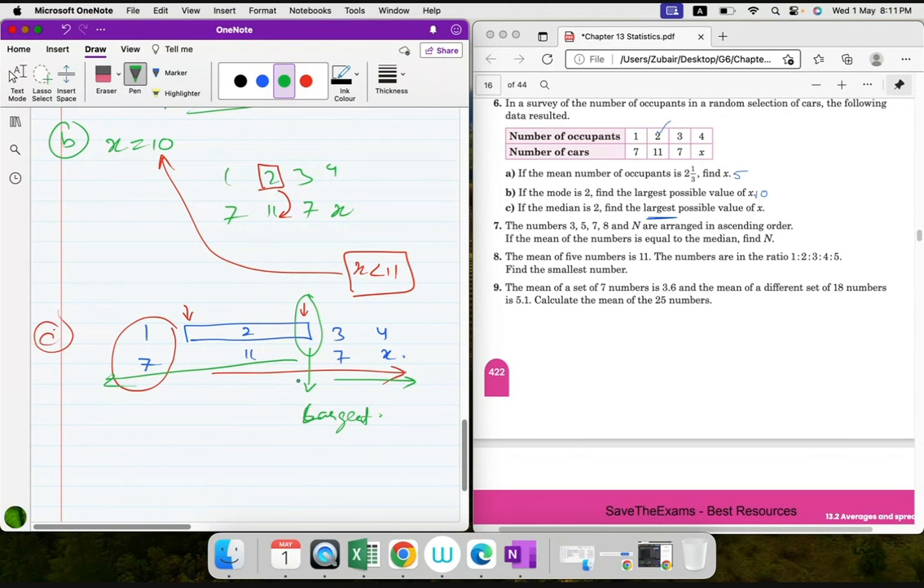because now I have more numbers on the left hand side, so I will have more numbers on the right hand side. So how many numbers do I have on the left? 7 plus 11, 18. So I should have 18 numbers on the right hand side as well. So x is equal to 11. The largest possible value for x is 11, and we will still have 2 as the median.